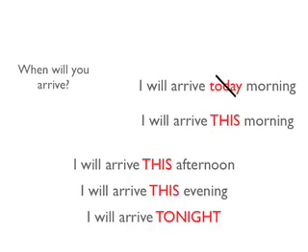Now, what would happen if you were going to arrive tomorrow? Now, it's simple. I will arrive tomorrow morning. I will arrive tomorrow afternoon. I will arrive tomorrow evening. Or I will arrive tomorrow night. Tomorrow night. Not tomorrow tonight. When will you arrive? I will arrive tomorrow night. Okay, enough of that one.